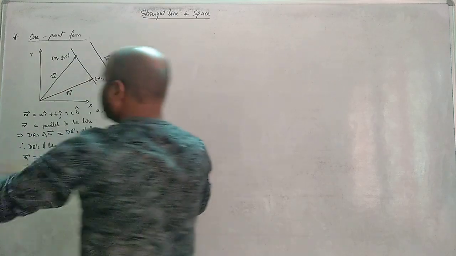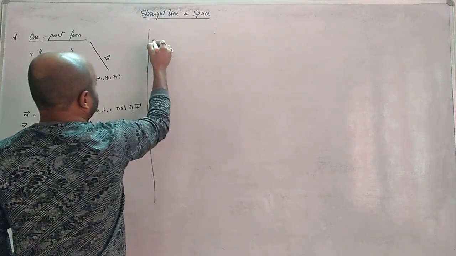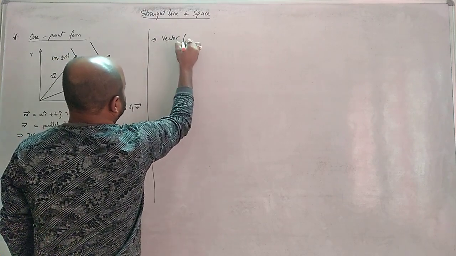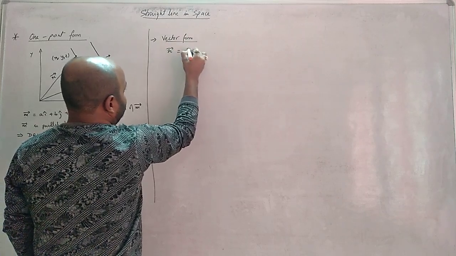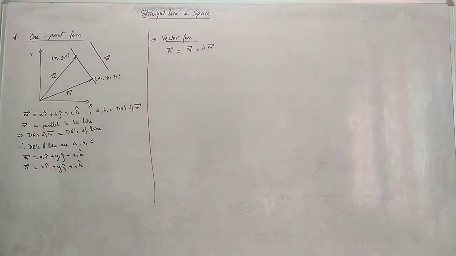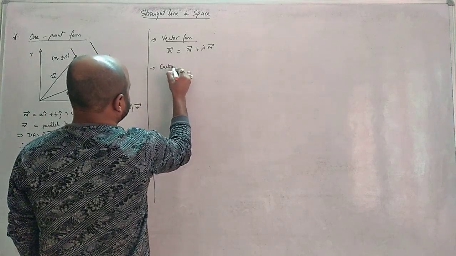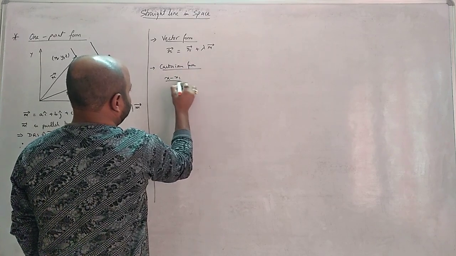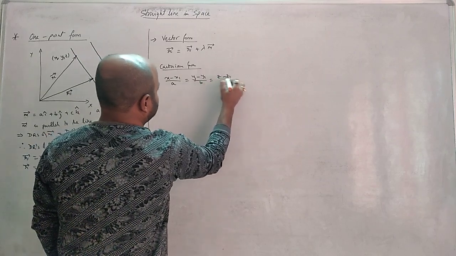Now, these are things we know already. Now, what is the equation of line? There are two equations of line. First, vector form. In vector form, how to write the equation? The vector form, the equation is r vector equals r1 vector plus lambda into m vector. The lambda is any arbitrary constant. And what is Cartesian form? Cartesian form is x minus x1 by a, y minus y1 by b and z minus z1 by c, that is, by the drs.